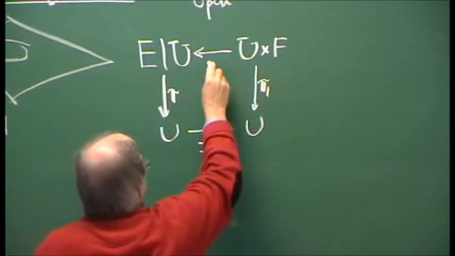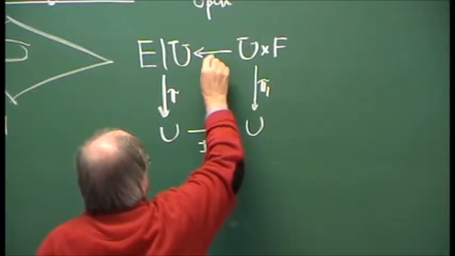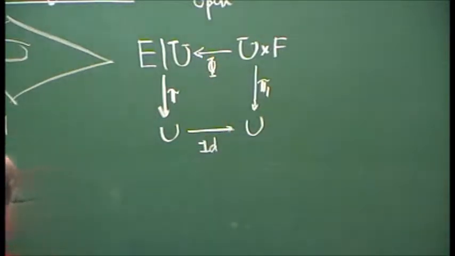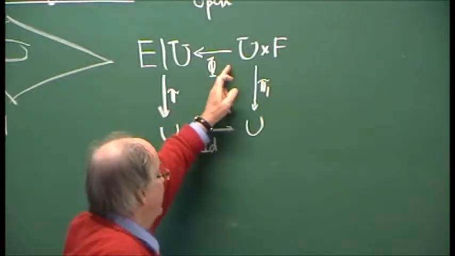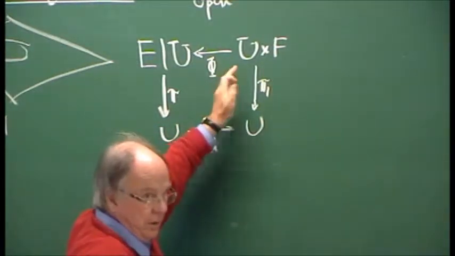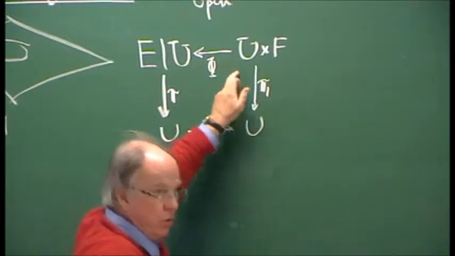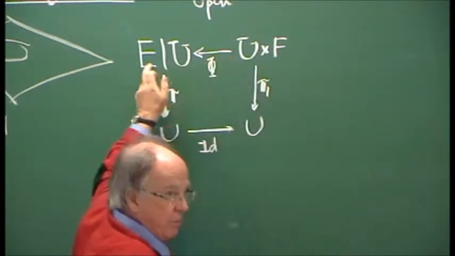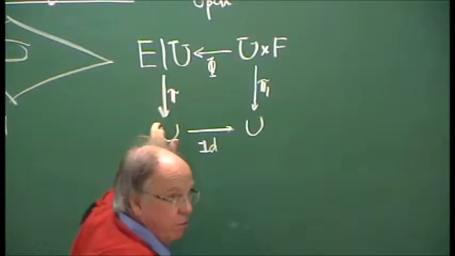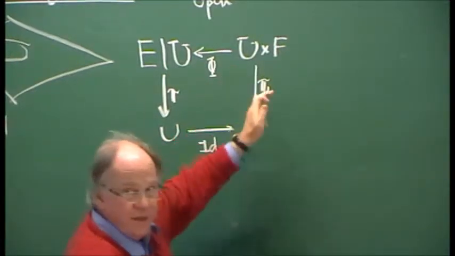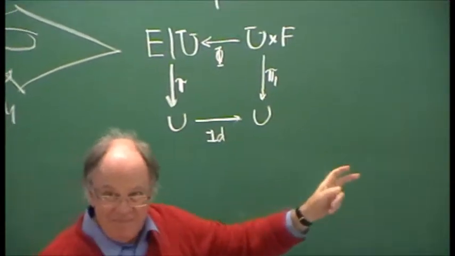So this is a local trivialization. I call these letters big phi. This is the trivial bundle, U cross F. This bundle is trivialized over U by this mapping. This is a very big deal.